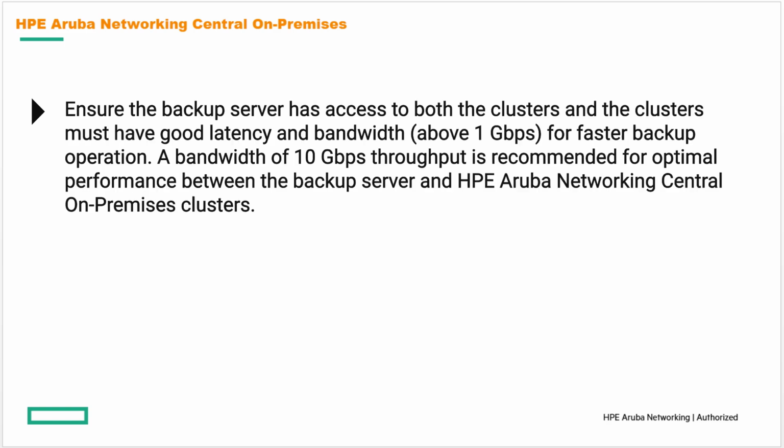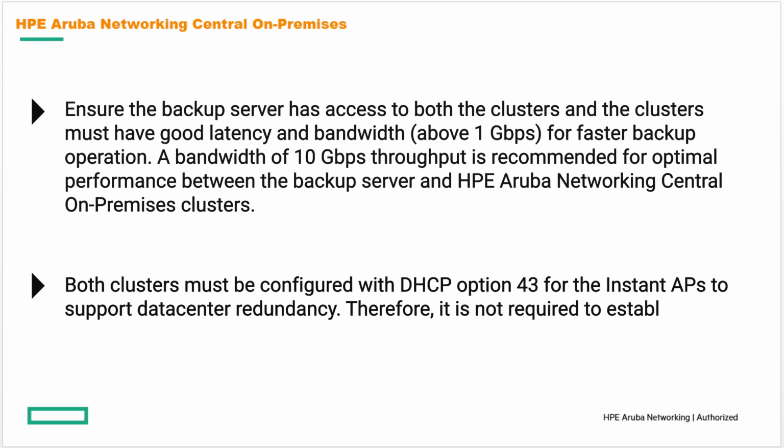Ensure the backup server has access to both the clusters, and the clusters must have good latency and bandwidth, above 1 gigabit per second for a faster backup operation. A bandwidth of 10 gigabits per second throughput is recommended for optimal performance between the backup server and HP Aruba Networking Central on-premises clusters. Both clusters must be configured with DHCP option 43 for the instant APs to support data center redundancy. Therefore, it is not required to establish a WebSocket connection for instant APs.